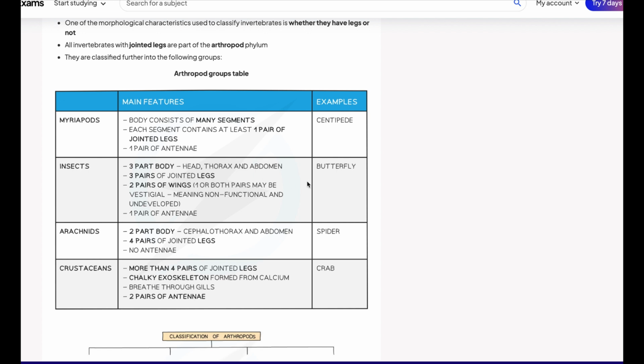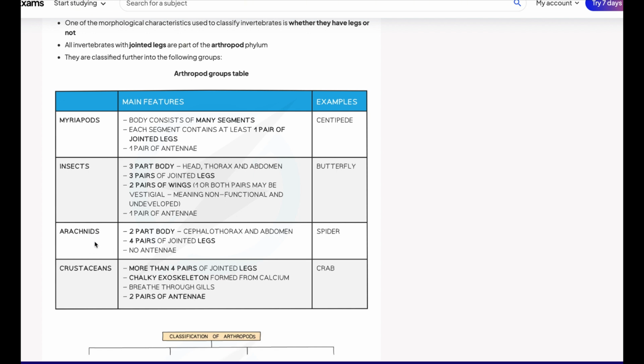Any other insect that you know falls under this category, like grasscutter, all of this is caterpillar. They all fall under this category. They have their bodies divided into 3: the head, the thorax, and the abdomen, and they have pairs of jointed legs, and they have antenna. Okay, so this is the insect.